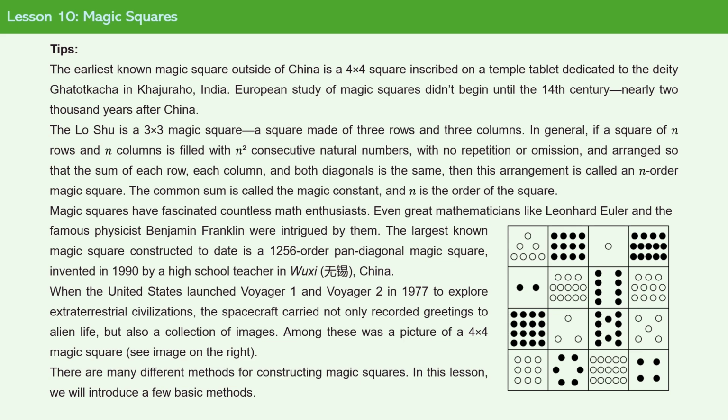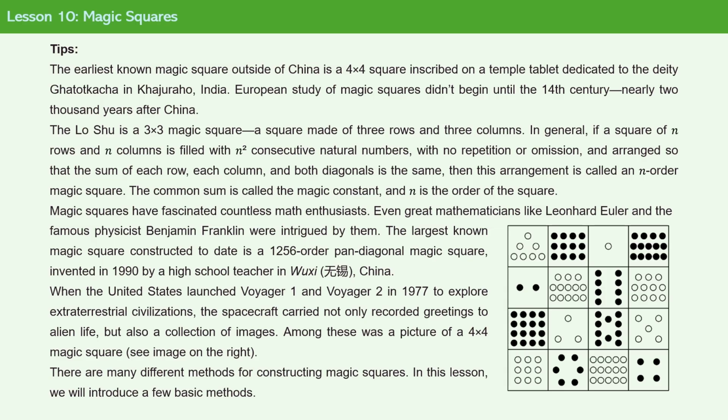Magic squares have fascinated countless math enthusiasts. Even great mathematicians like Leonhard Euler and the famous physicist Benjamin Franklin were intrigued by them. The largest known magic square constructed to date is a 1256 order pan-diagonal magic square, invented in 1990 by a high school teacher in Wuxi, China.